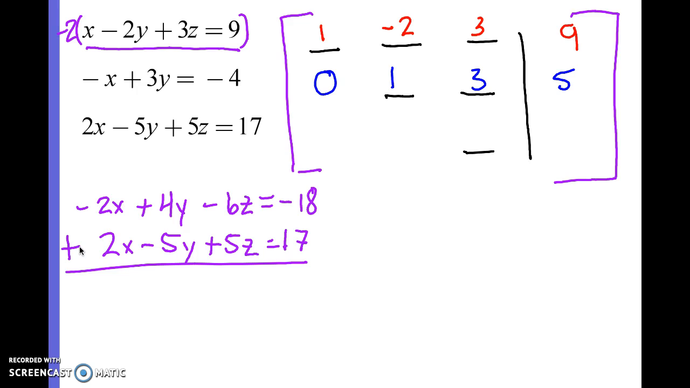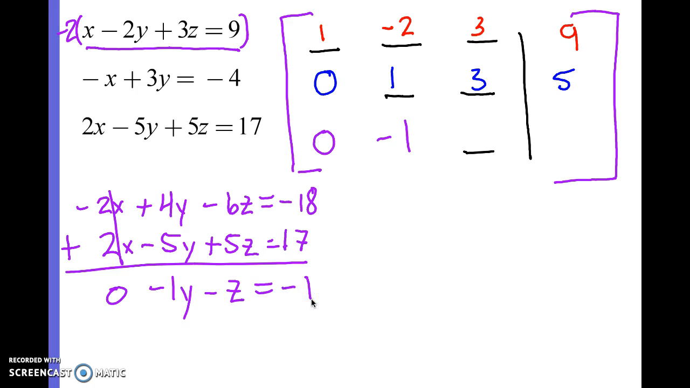So negative 2x plus 2x, well, boom, those cancel. That becomes a 0, so I can fill in a 0 there, which is good because, again, the whole point of this was to cancel out the variables that I don't need and just get it down to 1, right? So now I have 4y plus negative 5y, which gives me minus 1y. So that's minus 1 that's going to go in that spot. So now I have negative 6z plus 5z. Well, negative 6 and positive 5 just gives me negative 1z. Okay, and then negative 18 plus positive 17 is negative 1 again.